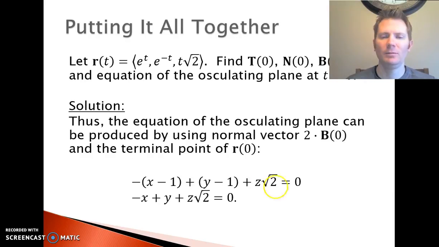So finishing it out, distributing the -1, the +1, the square root 2, and combining constants produces -x plus y plus z times the square root of 2 equals 0 for the equation of our oscillating plane. So that's a problem putting together everything from section 11.3 regarding unit tangent vectors, unit normal vectors, binormal vectors, and the equation of the oscillating plane. You need to be able to find all 4 of those items for a given vector valued function r.